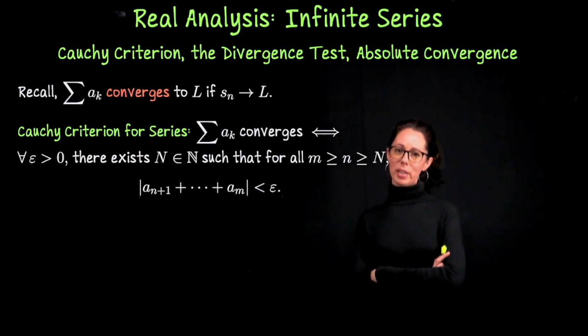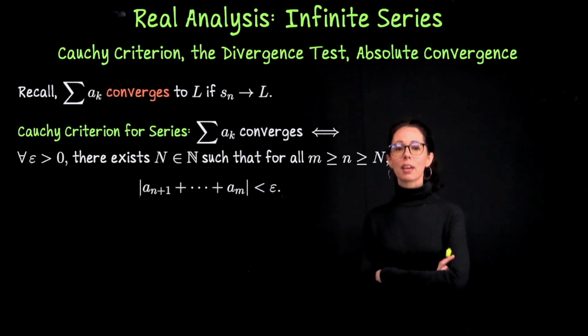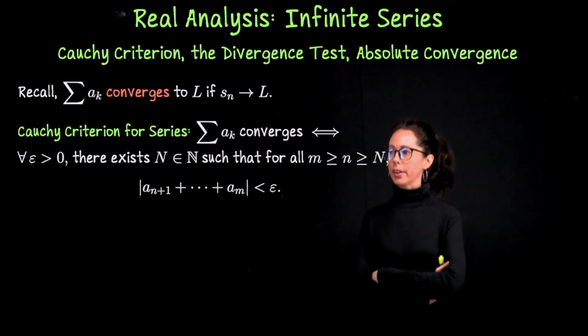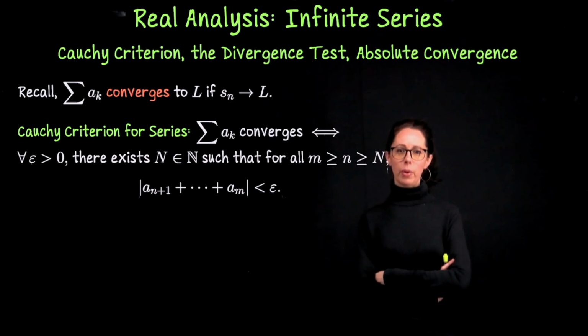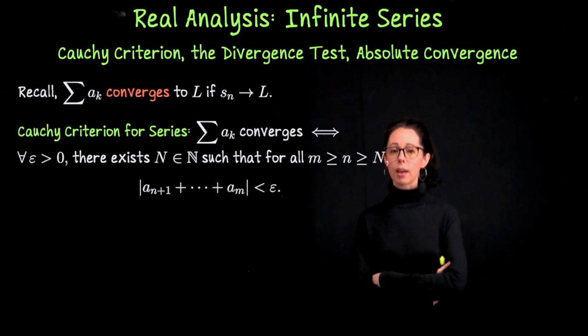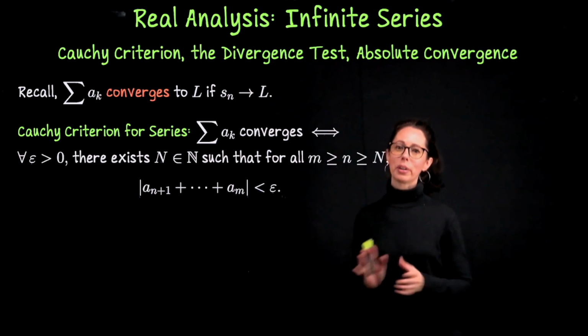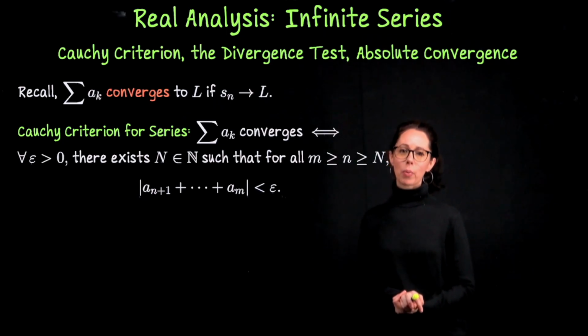In this video, we are going to continue our look at infinite series of real numbers. We will start with what I've called here the Cauchy Criterion for infinite series. And then the other two results that we will have in this video are consequences of this Cauchy Criterion. So one of them is the very famous, critically important Divergence Test. And then we will wrap up with a look at absolute convergence of series.